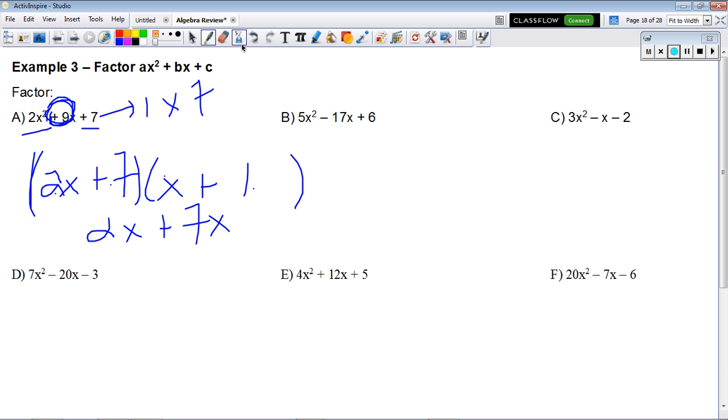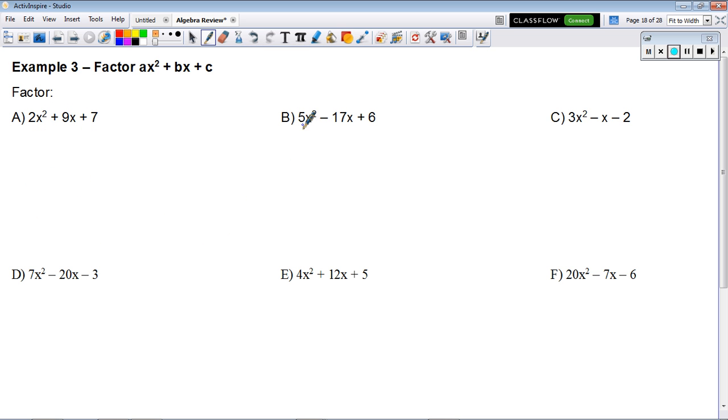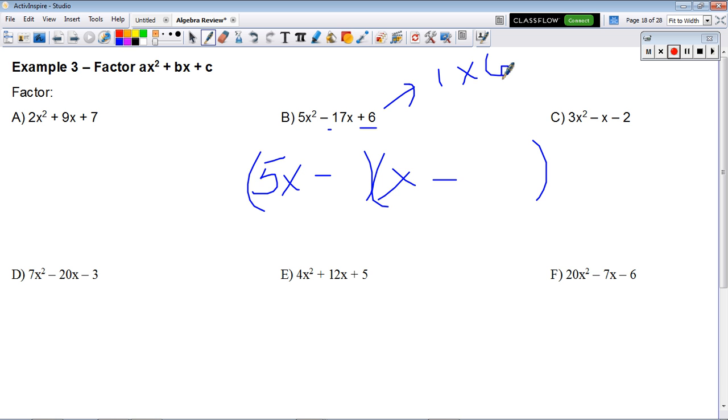For part B, notice with this one I have 5x squared instead of just x squared. So I'm going to do this here. I'm going to have 5x times x. And once again, since the value at the end is positive, that tells me the signs are the same. This tells me they're both negatives. So I got that there. So now the factors of 6 would be 1 times 6 and 2 times 3.